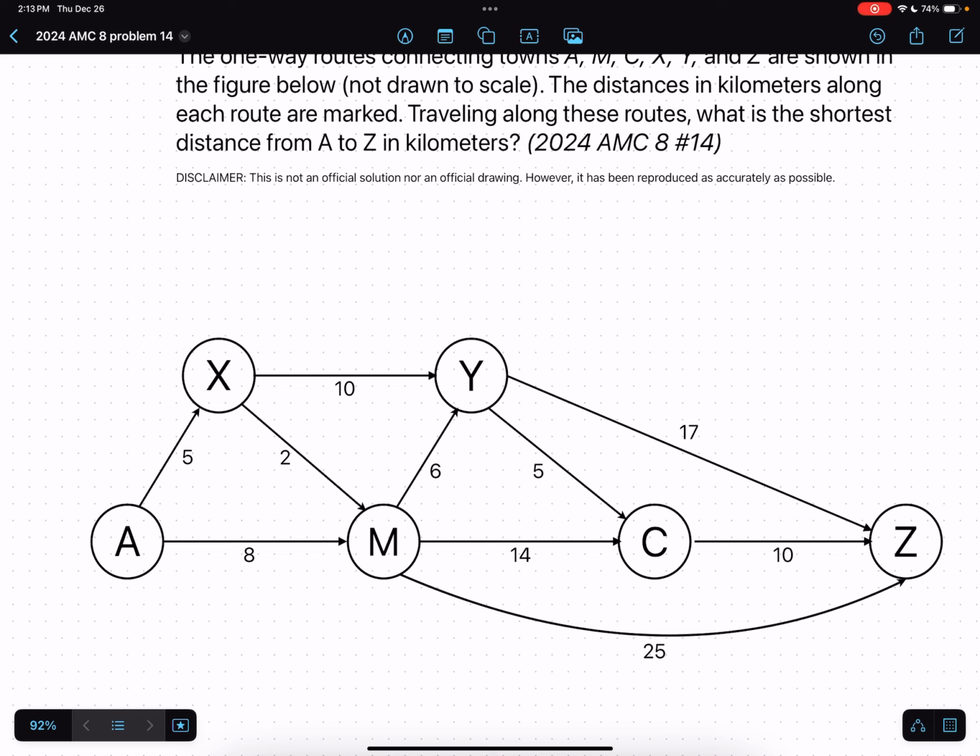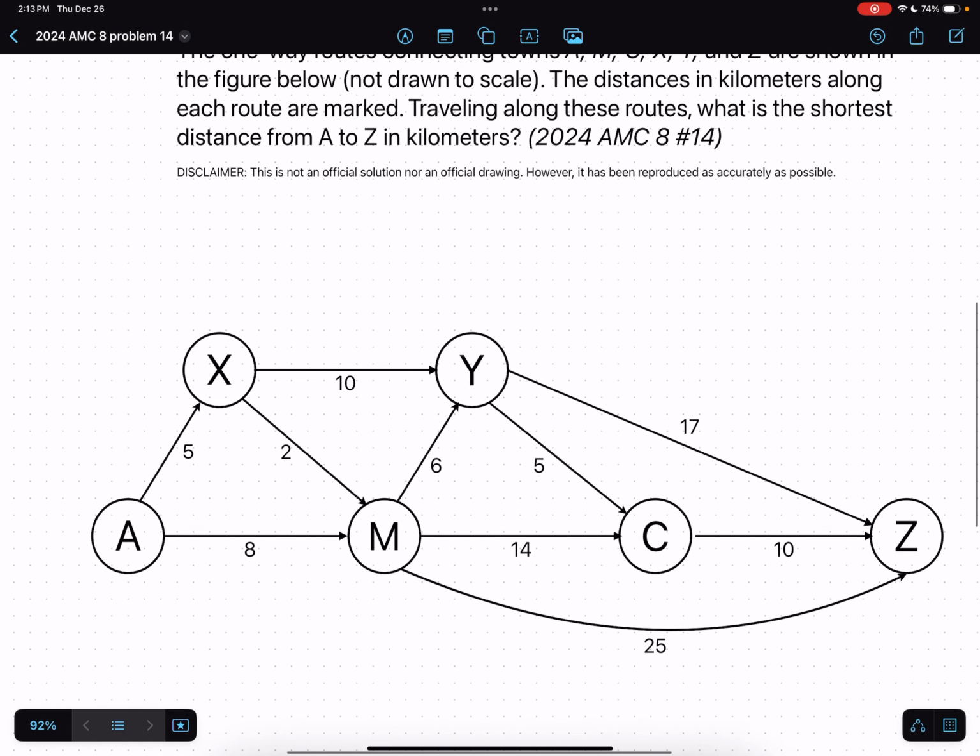One of the fastest ways to solve this problem is to just look at the numbers. You've got this huge 25 connecting M and Z. That's going to waste a lot of the already little amount of kilometers that's allowed. For example, if you go from A to M, that's already 8. Then you blast along the 25 from M to Z. That's 33 kilometers. If you just look at this and see the 25, you should immediately say, that 25 is way too long. There's no way that's going to be the shortest solution.